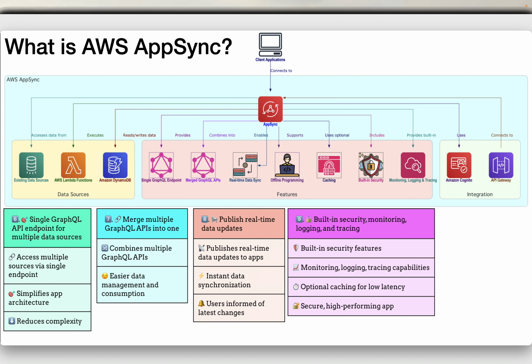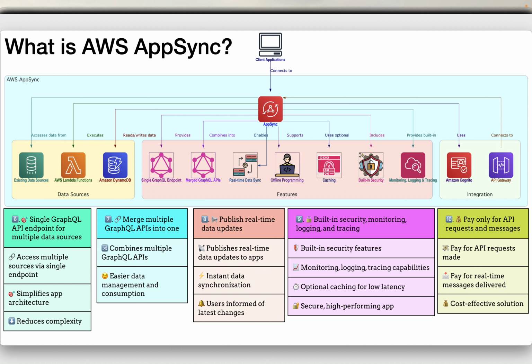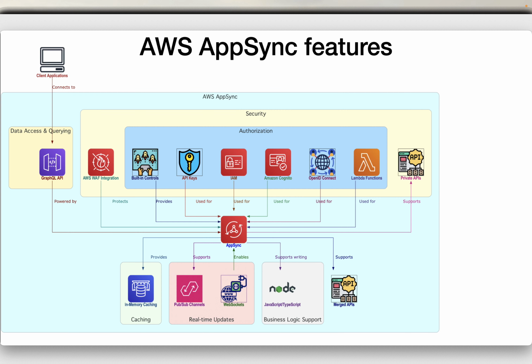AppSync leverages built-in security features, monitoring, logging, and tracing capabilities, along with optional caching for low latency, ensuring a secure and high-performing application. With AWS AppSync, you only pay for the API requests made and real-time messages delivered, providing a cost-effective solution for your application needs. So, AWS AppSync features.